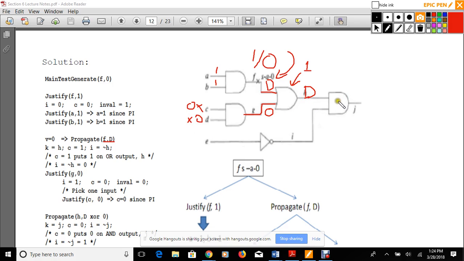The controlling value of an AND gate is 0, which means if I put a 0 on any of the inputs of an AND gate, it'll automatically propagate the 0 to the output. We don't want that, so we need to put a 1 here, so that way we can get a D on the output. And then, well, I is 1, that means E has to be 0. Does that make sense? Cool.